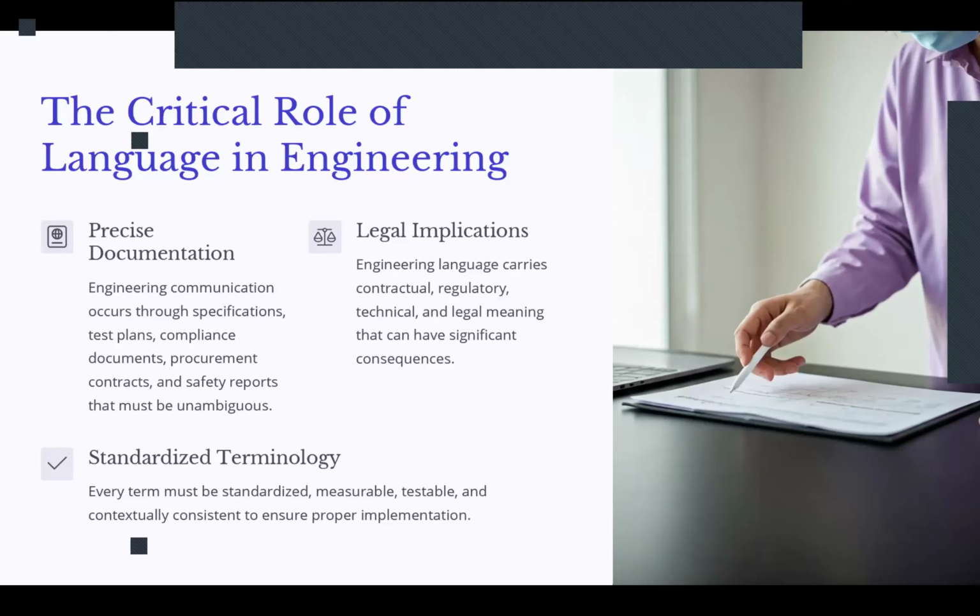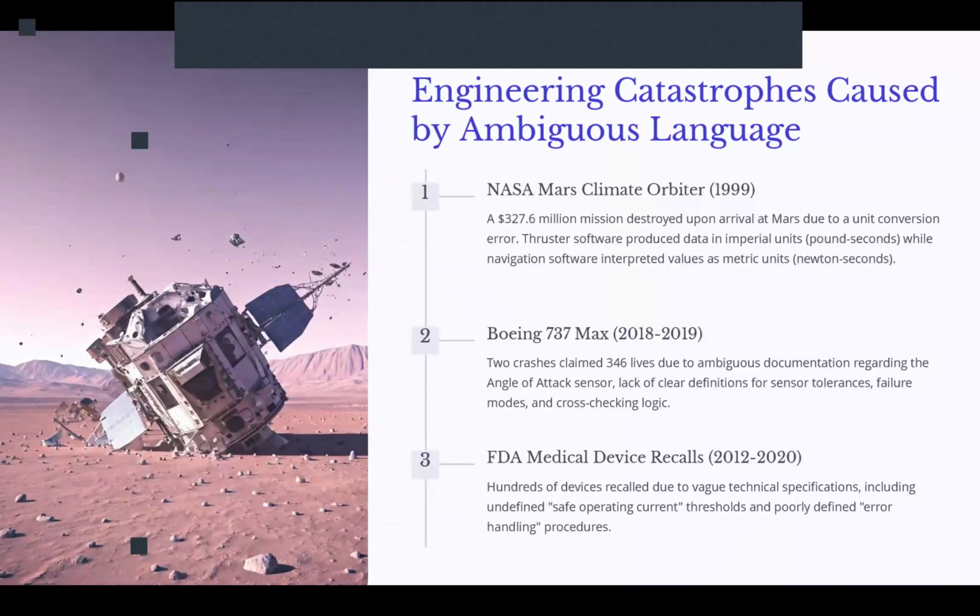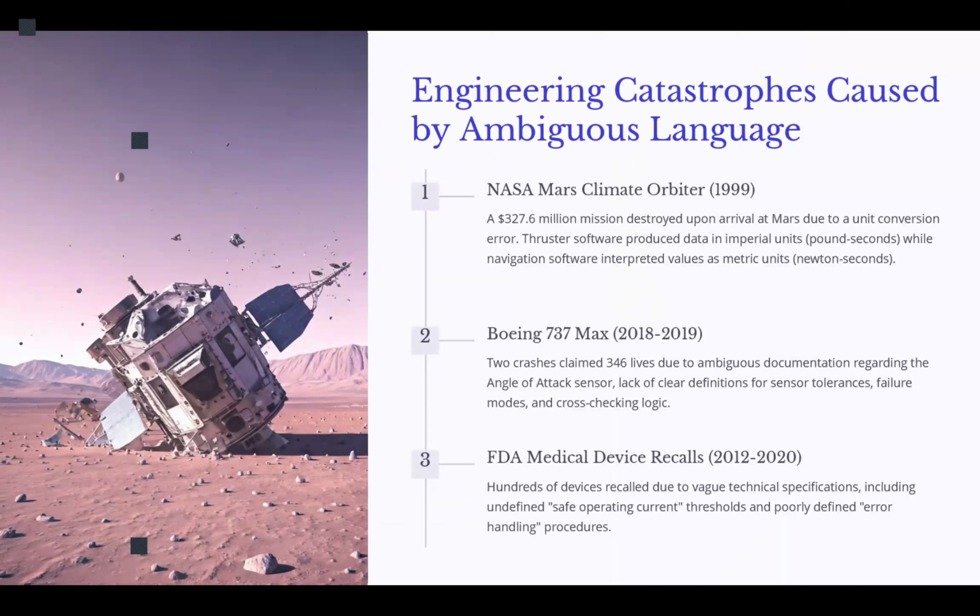Now, there are several catastrophic incidents that happened only because of language. I want you to pay attention to how terminology could end in a very devastating situation. The first example that I'm going to mention is the NASA Mars Climate Orbiter. In 1999, we lost a $300 million project just because of terminology. There was no error in the design, only terminology.